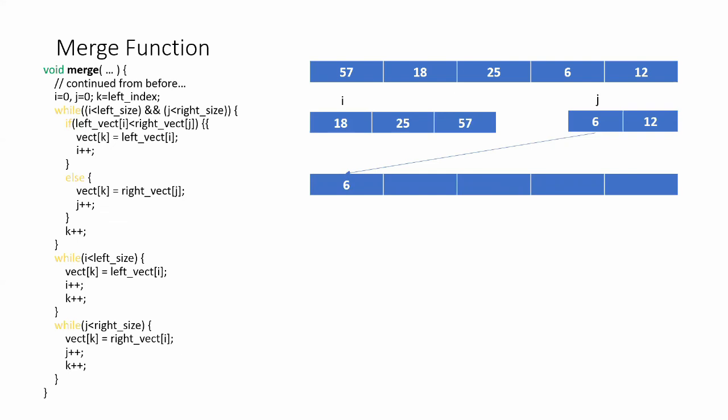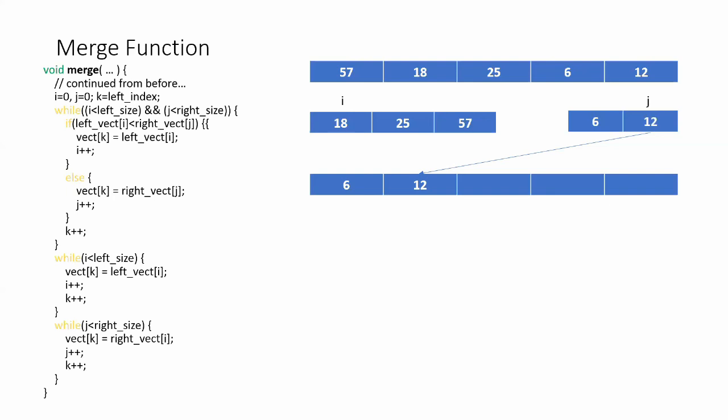Let's check that out. Is this true? No, because 6, which is right vector of j, is less than left vector of i, which is 18. So we execute the else statement inside of the first while loop, and we say, okay, vect of k is equal to right vect of j. Then we increment j. And we're still in that while loop because j is less than right size and i is less than left size.